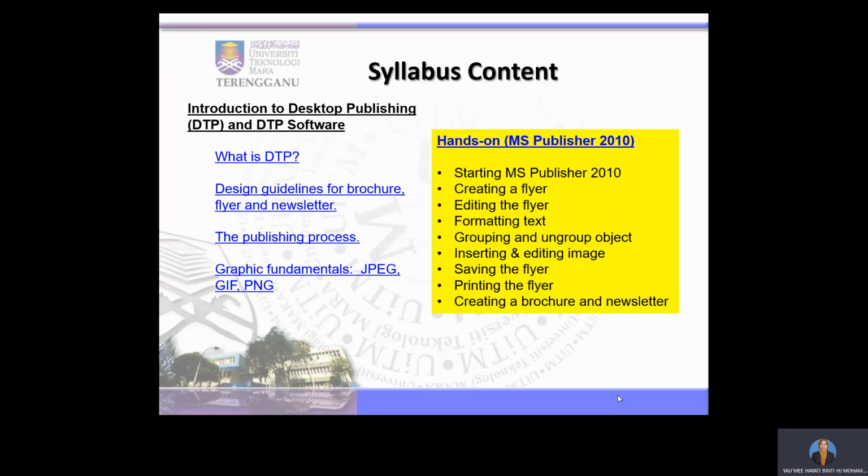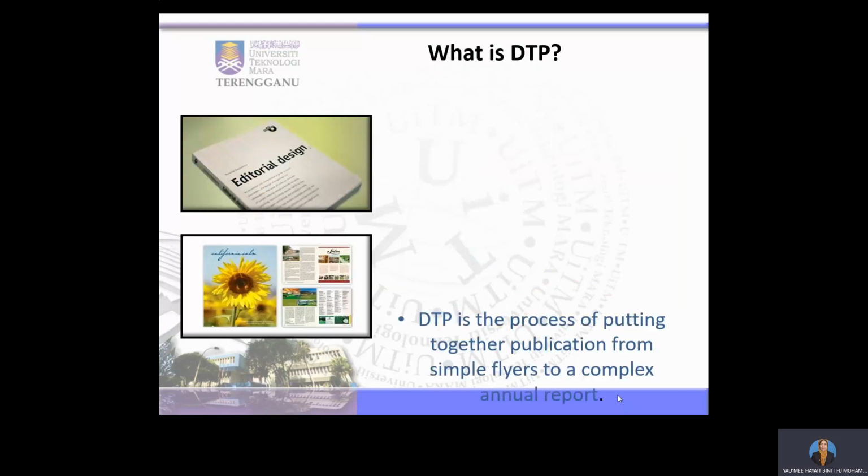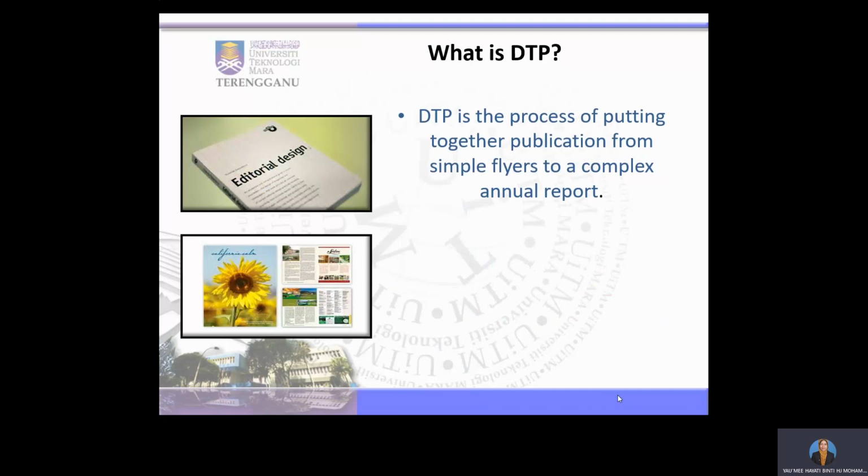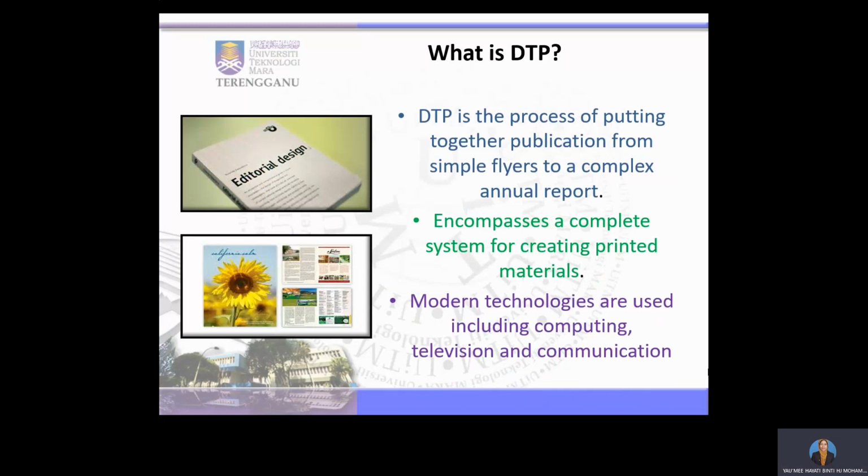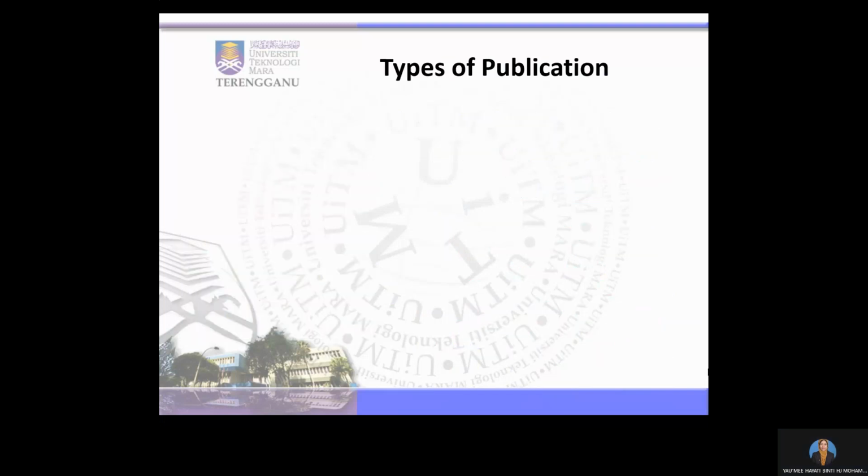The first thing that you need to do when you want to create any kind of publication effectively is to understand the concept of desktop publishing. The first one is you have to know what desktop publication is. Desktop publication is the process of putting together publication from simple flyers to a complex annual report. It encompasses a complete system for creating printed materials. We can use modern technology, including computing, television, and communication.